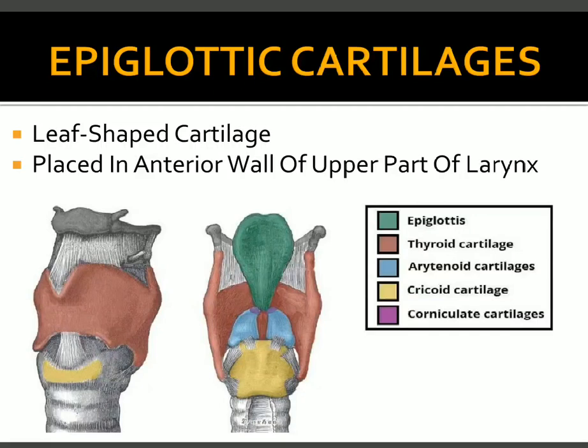Good morning, students. In today's lecture, we will be discussing the remaining cartilages of the larynx, that is the epiglottic cartilage, arytenoid cartilage, corniculate cartilage, and cuneiform cartilage. So, the epiglottic cartilage is a leaf-shaped cartilage placed in the anterior wall of the upper part of the larynx. This is the anterior side of the larynx, and this is the posterior side. So, it is placed in the anterior wall in the upper part.